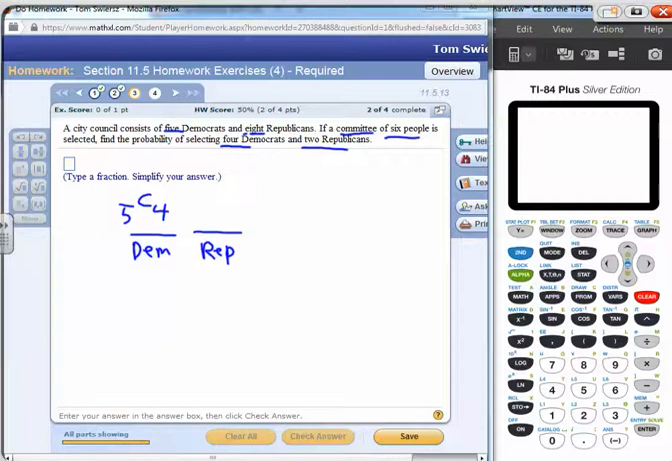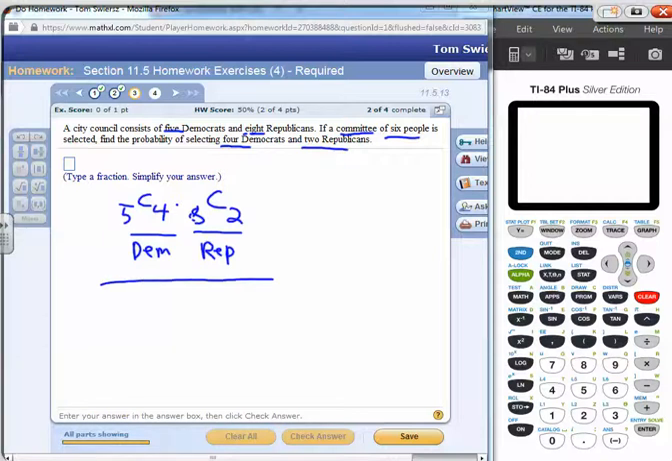For the Republicans, again, order doesn't matter, a combination. We've got a total of 8, and we're going to select 2, 8C2. Now, we're going to do 5C4 to get the exact number of ways to get the Democrats, 8C2 number of ways to get the Republicans. Then we're going to multiply those two together to get the number of ways to get committees of 4 Democrats and 2 Republicans. So that's the entire numerator.